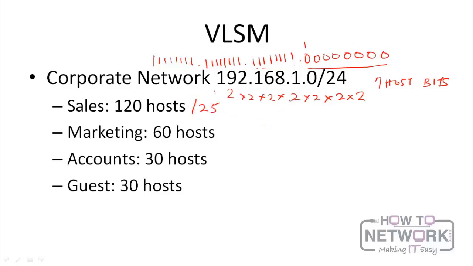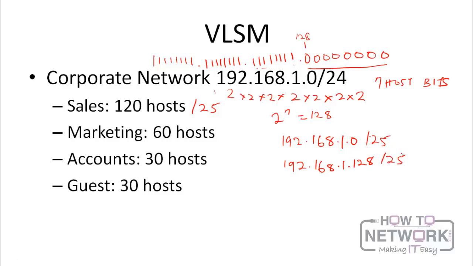And to get the network range, we know that the number of host bits is 7. So 2 raised to the power 7 would be equal to the number of hosts, which is 128. Another way to check is to place values for this, which is 128 here. Since the last octet is in multiples of 128, we're going to have 192.168.1.0 for the first network and 192.168.1.128 for the second network, both /25. Now, this is where it gets different for VLSM.